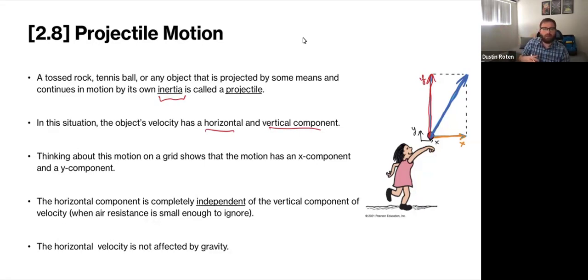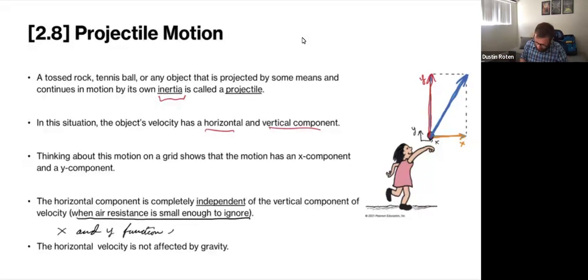So the horizontal component, this orange piece here, I'm going to switch to black for now. So the horizontal component is completely independent of the vertical component of the velocity. That is when you ignore air resistance. Okay, so what goes on in x does not affect what goes on in y. What goes on in y does not affect what goes on in x. Okay, so x and y function independently.